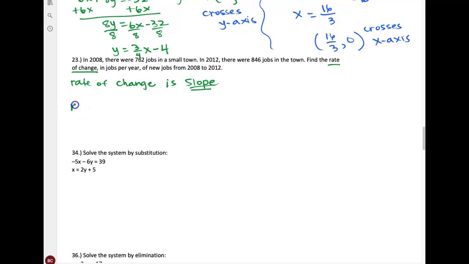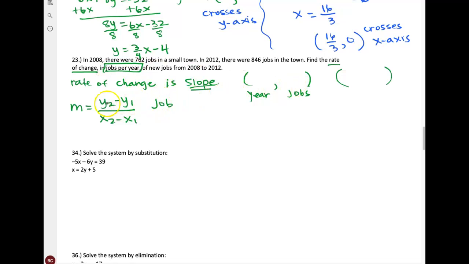So let's remind ourselves we need to know the slope formula. So that would be y2 minus y1 over x2 minus x1. Well, with the way this is written, it's not showing these as ordered pairs. So sometimes people are like, well, how do I do this? But we could write these down in ordered pairs. Our x is going to be the year, and then our y is going to be the number of jobs, right? Because we're trying to figure out jobs per year. So our jobs are the y, and our year would be the x's. Does that make sense?